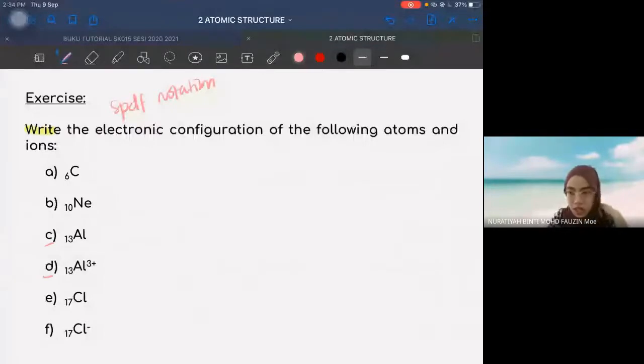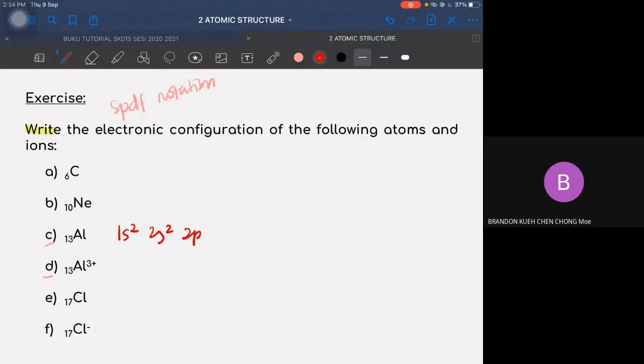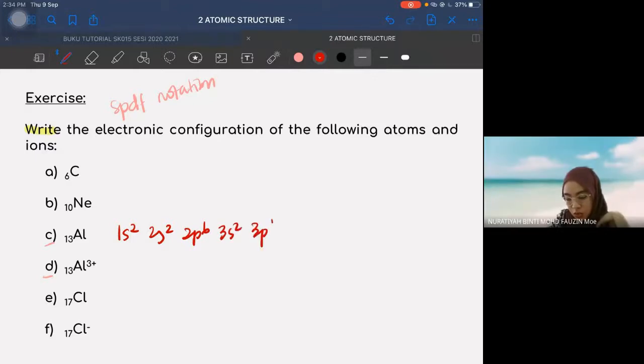Okay. So, for C, Al atom, aluminium atom. We have 13 electrons because it is an atom. Okay. Yang bawah ni adalah number of proton awak. Proton 13. Since it's an atom, so you have 13 electrons. Okay. So, the SPDF notation for Al will be 1s2, 2s2, 2p6, 3s2, 3p1. So macam mana nak tahu the arrangement of your orbitals ni? It is by Aufbau principle lah, how you fill in your electrons, alright?